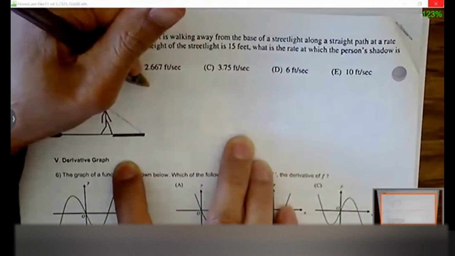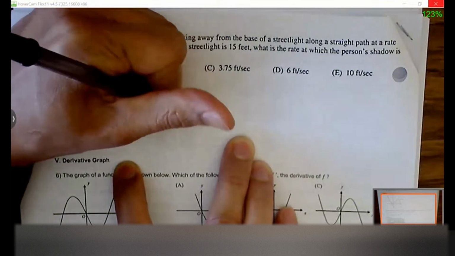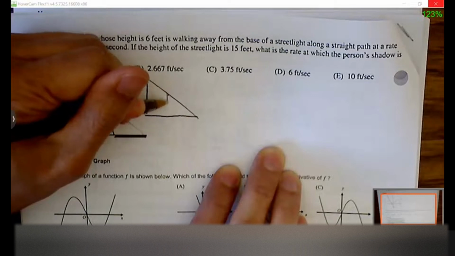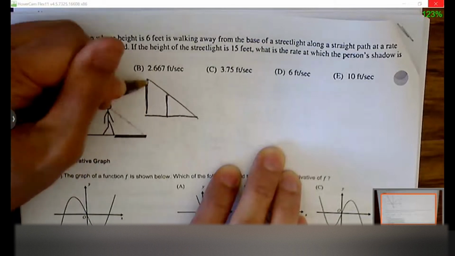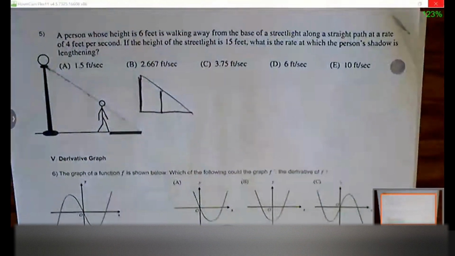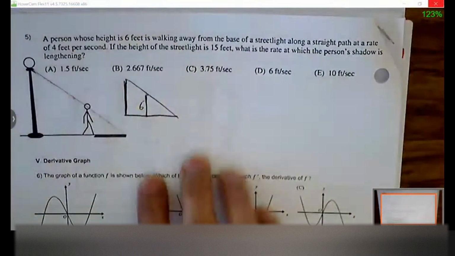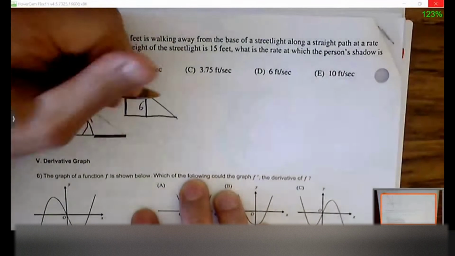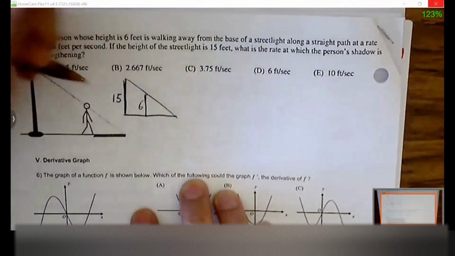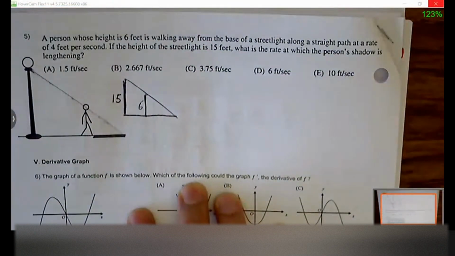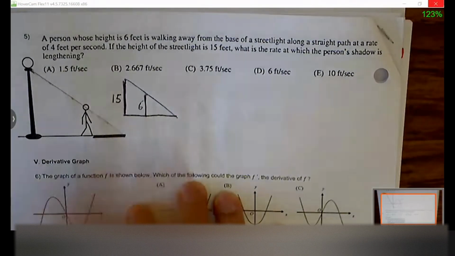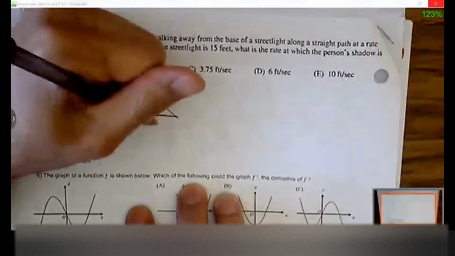So I'm going to just draw a separate diagram and refer to it. Okay, so these problems are always going to be set up where you're going to know the heights of these triangles. So we have the height of the person being 6 feet. And then we have the height of the lamppost, which is 15. And you're always going to set up splitting up those subsections on the horizontal side as x and y.